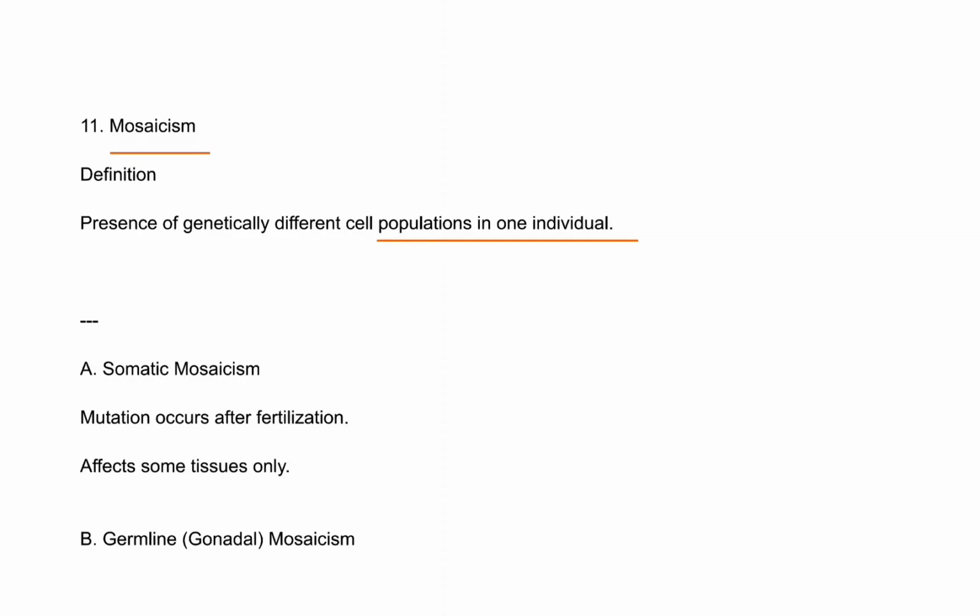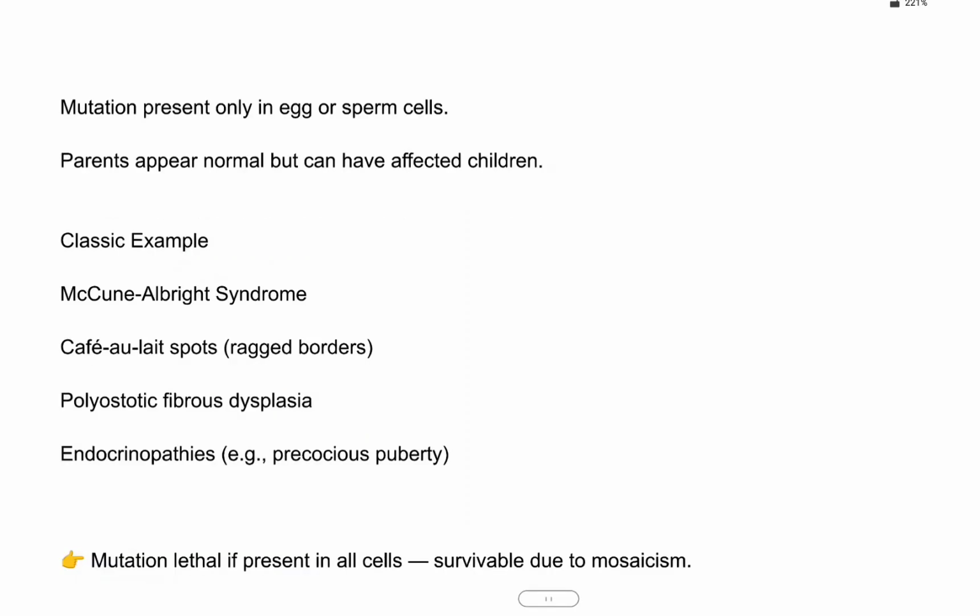Mosaicism definition: presence of genetically different cell populations in one individual. A is somatic mosaicism: mutations occur after fertilization and affect some tissues only. And second is B, germline or gonadal mosaicism: mutation present only in egg or sperm cells. Parents appear normal but can have affected children.